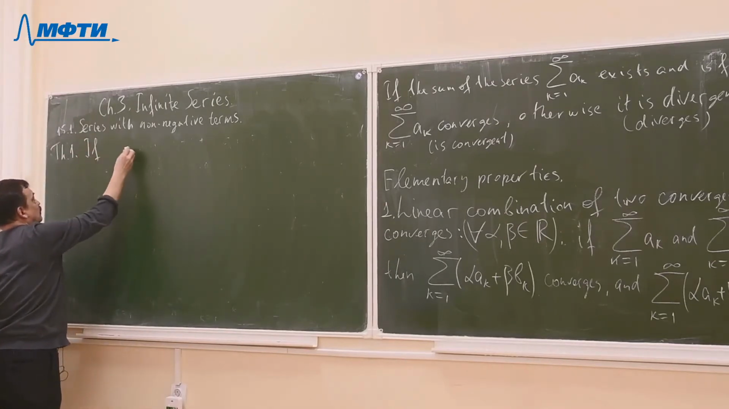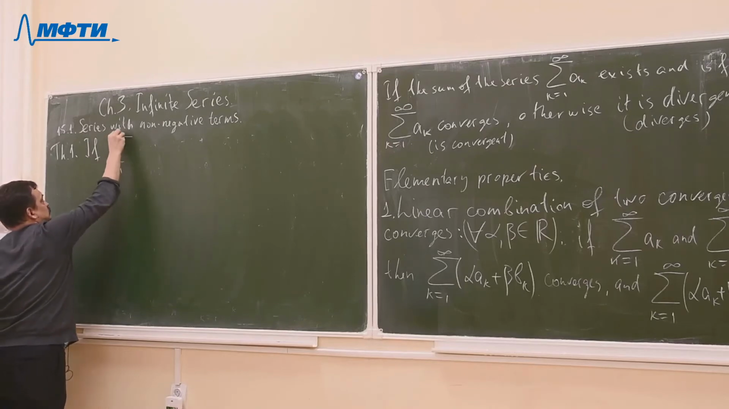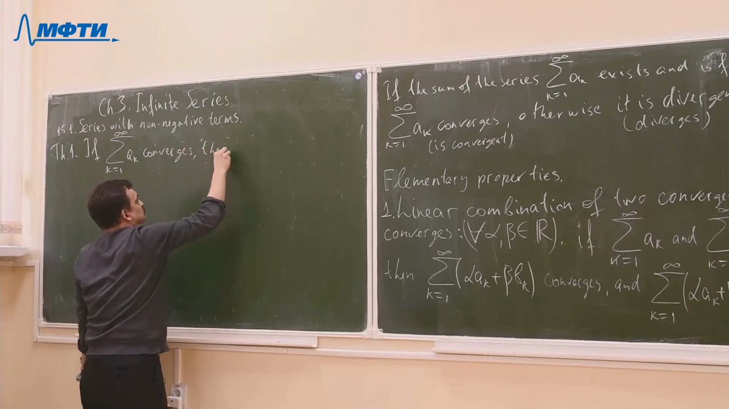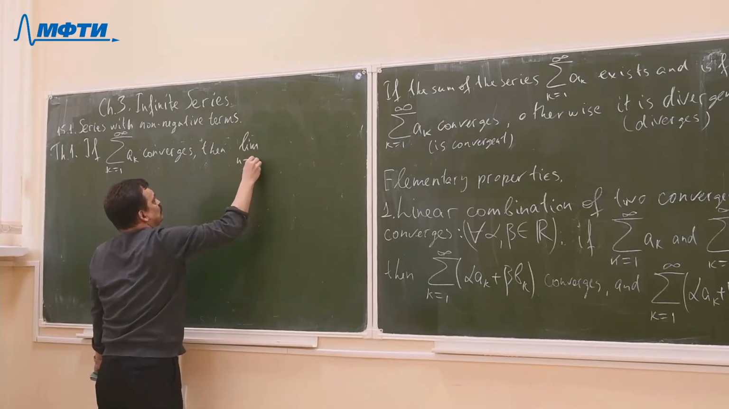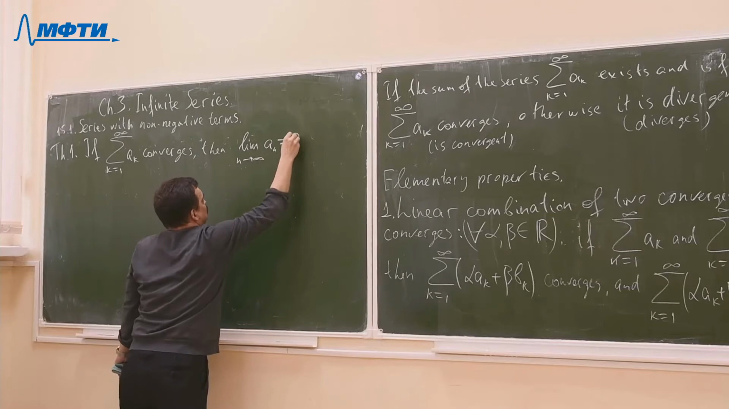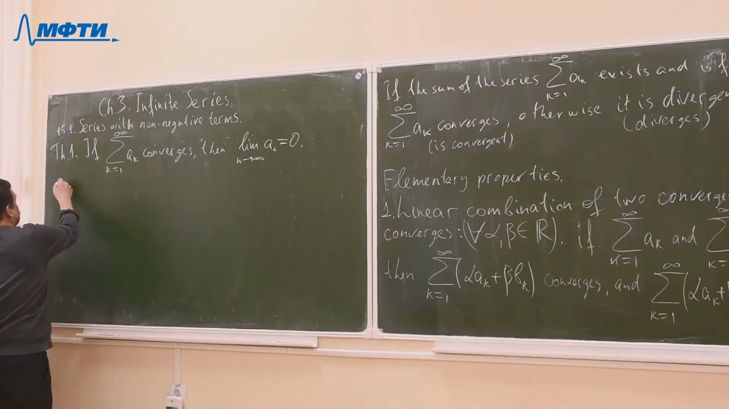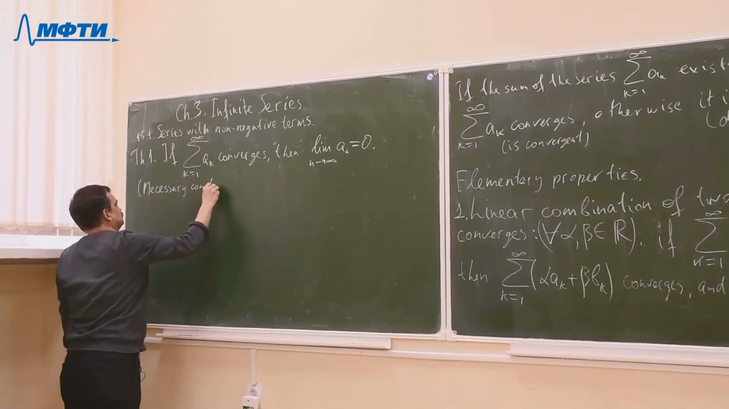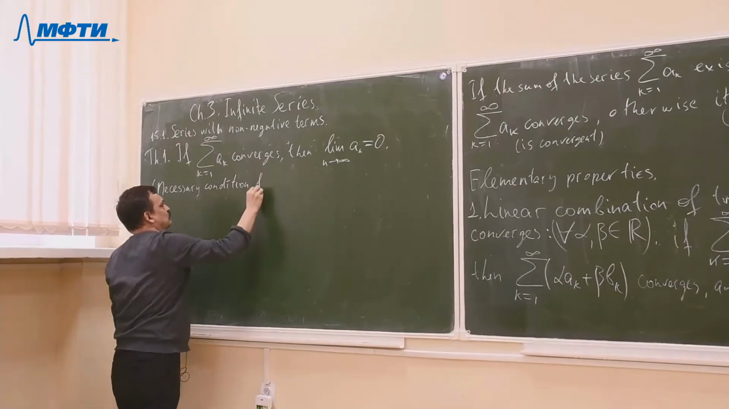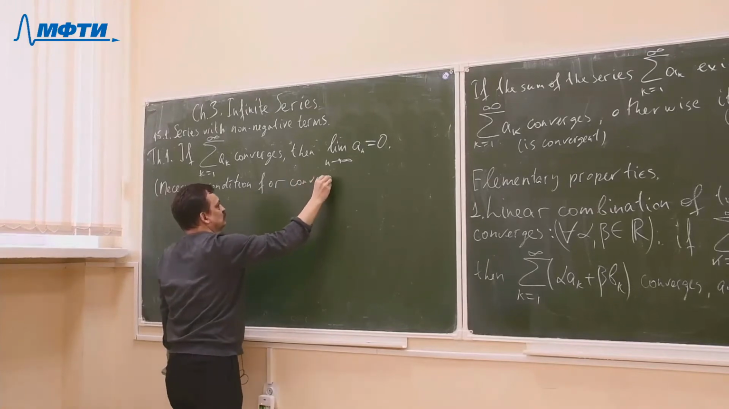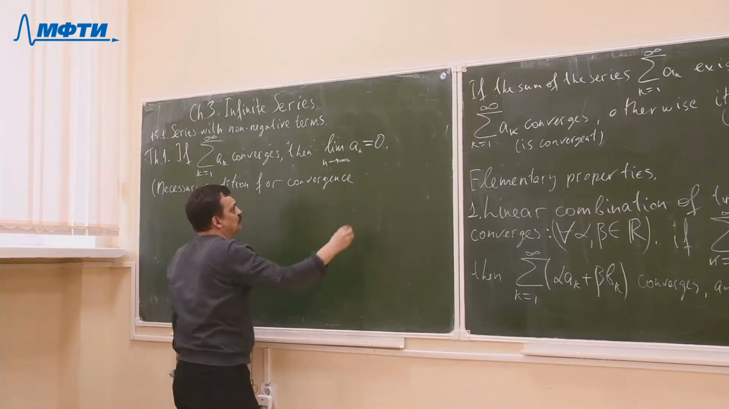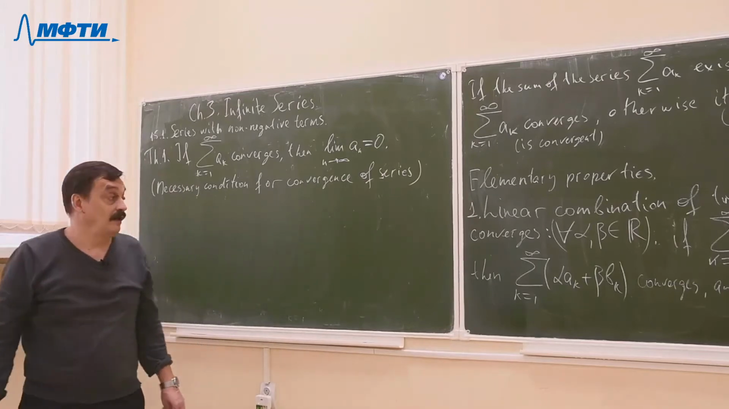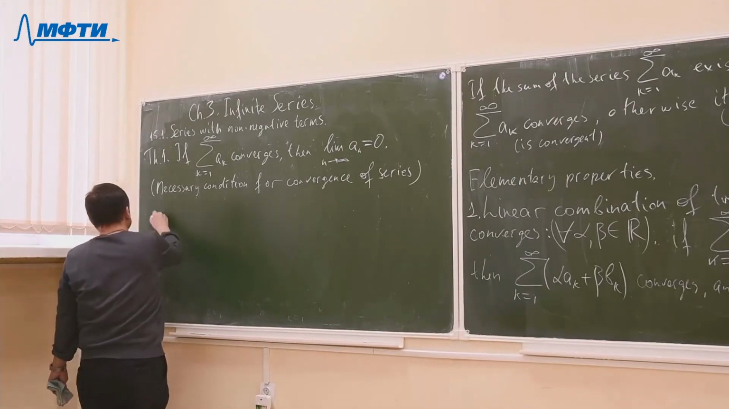If the series converges, then the limit of the sequence of its terms is equal to 0. So that is called a necessary condition for convergence of series. Proof is very easy.